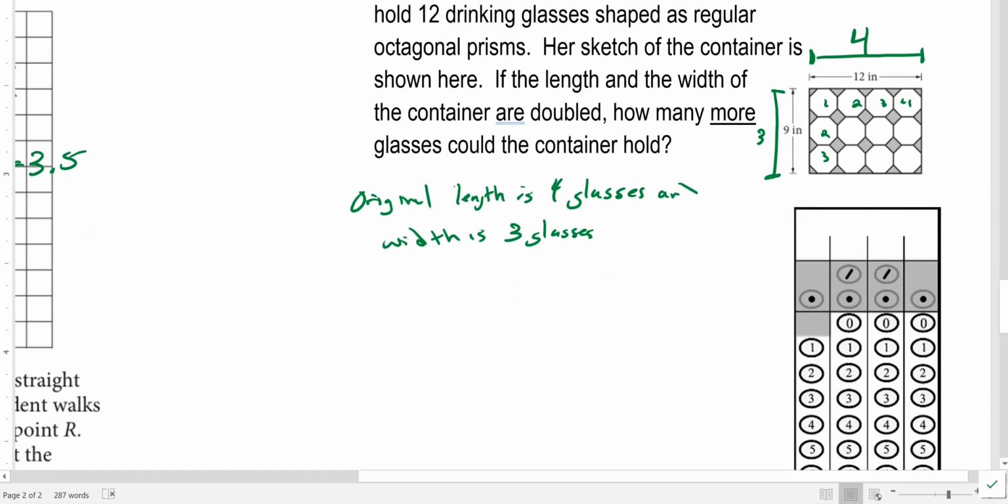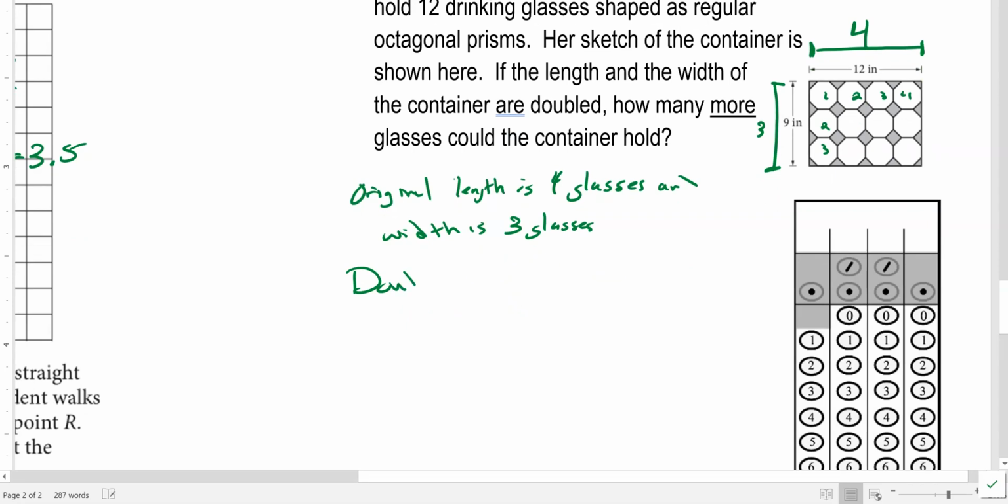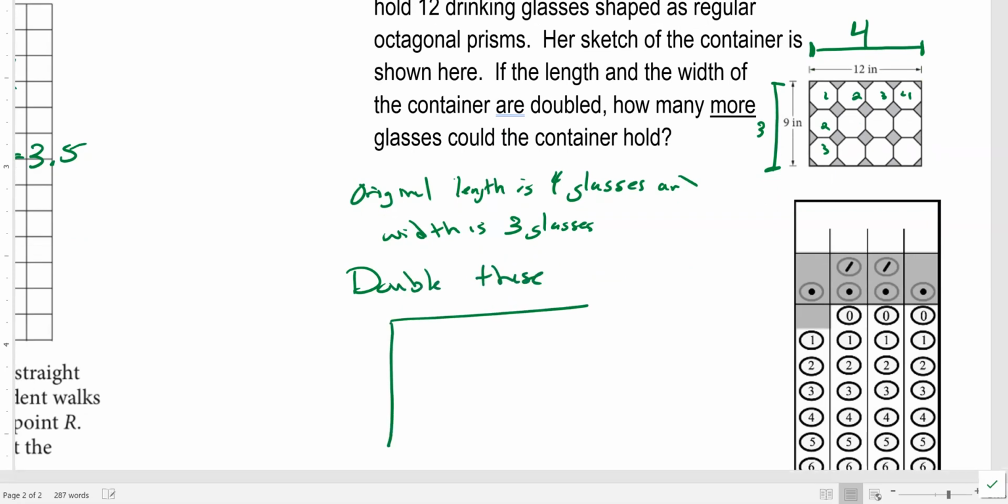So now if we double that, we're going to get what by what? We're going to get 8 by 6. Right, so you'd have 8 glasses. I'm not going to draw them all, but you'd have 8 glasses by 6 glasses. So how many glasses total is that? That is 48 glasses. Okay, because it's talking about glasses. We don't care about the dimensions really as far as inches. We want to know the number of glasses.